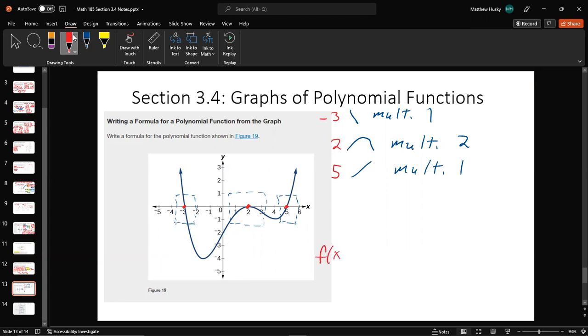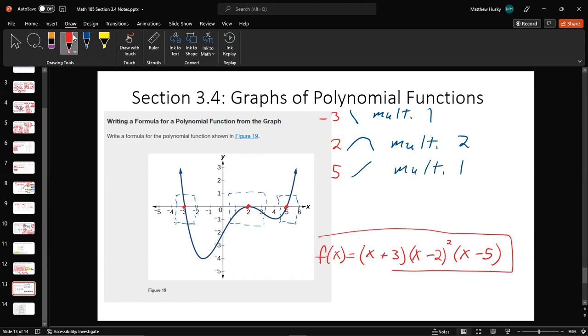If we're going to write an f of x function here, this will be x plus 3. Multiplicity 1, we don't necessarily need to write down. If it's 2, we're going to write that as x minus 2 and then square that because of the multiplicity. And then this right here is a 5, so we're going to have x minus 5. And there you go. You have yourself a function in factored form that will resemble the graph that we have.